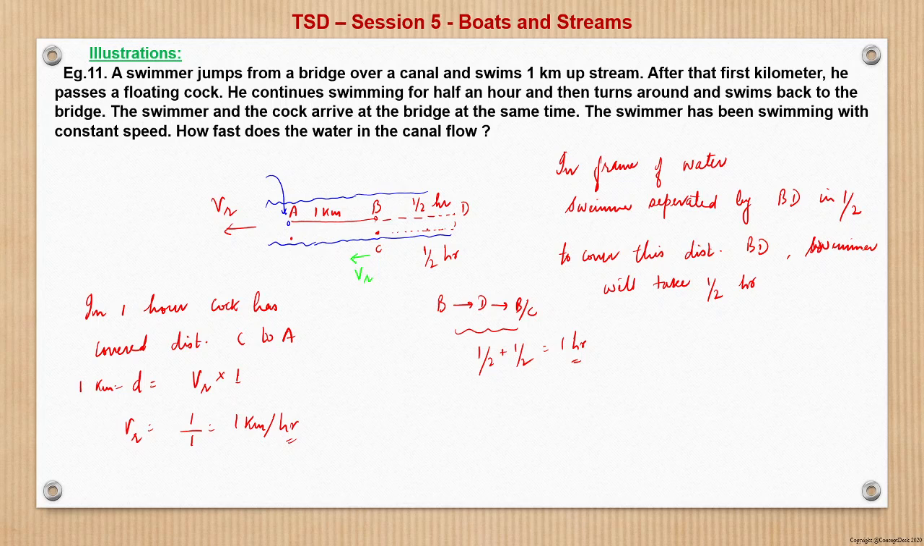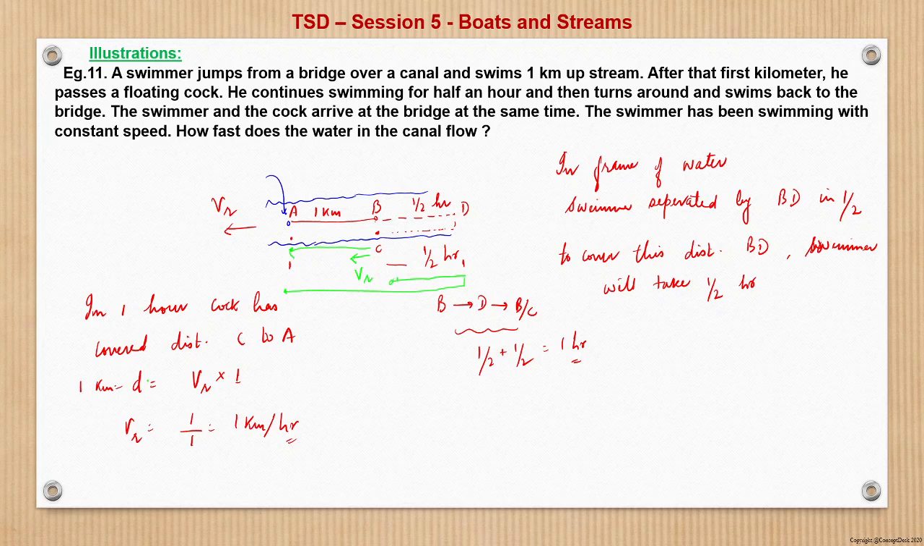However, in the ground frame, he's going from B to D and again coming back to point A here, right? From B to this point D and then again coming back here. In the ground frame, if I draw this, he is going from B to this point and then coming back to this point. So this is the distance he is covering in 1 hour, and in the 1 hour the cork is covering a distance from C to A in the ground frame.